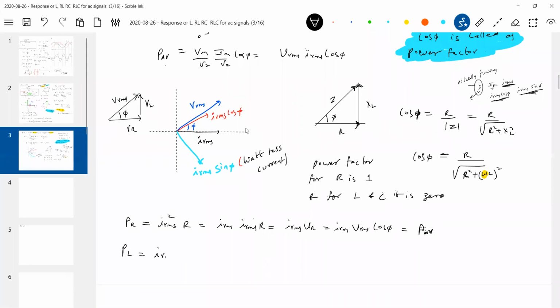Now, let's come to the inductor. Across the inductor, Irms square into XL, no? I'll break this up. What is Irms into XL from Ohm's law? Irms into VL. What is VL? We can write it as Vrms sine phi. This is not equal to average power. This is called reactive power. Call it just PX. This is the reactive power.